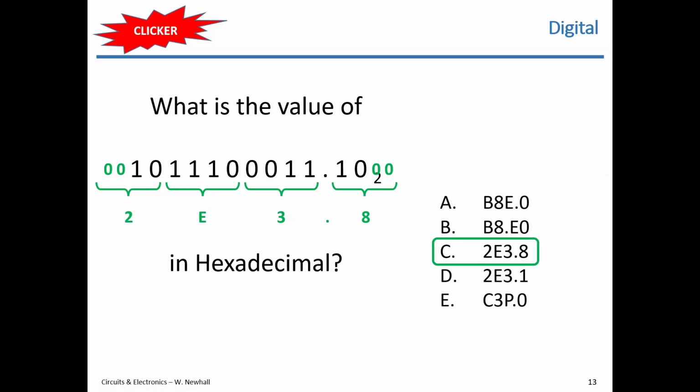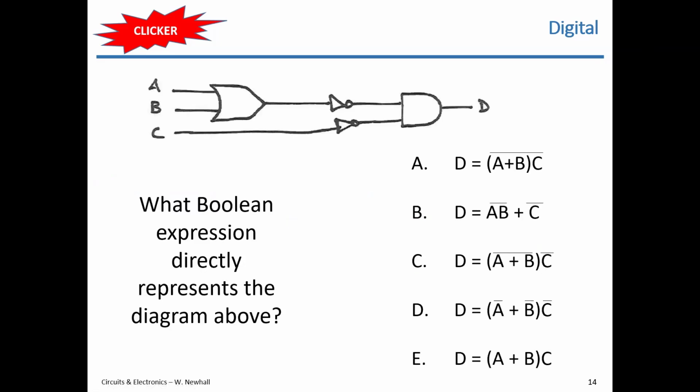All right. And if you have any questions while I'm explaining these, you can throw them out in the chat. All right, let's move on to combinatorial logic.